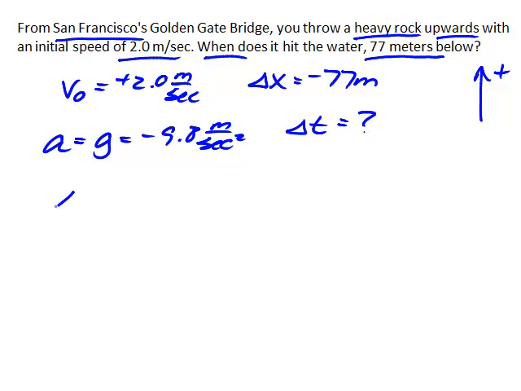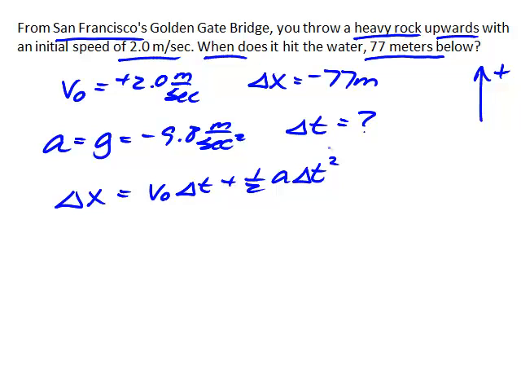So here is our relevant equation. Delta x is equal to v naught delta t plus 1/2 a delta t squared. Now in this case we know delta x, we know v naught, we know a. What we don't know is delta t. And delta t appears in two places, delta t squared. So in other words, we have a quadratic equation, and we're going to need the quadratic formula to solve for delta t.